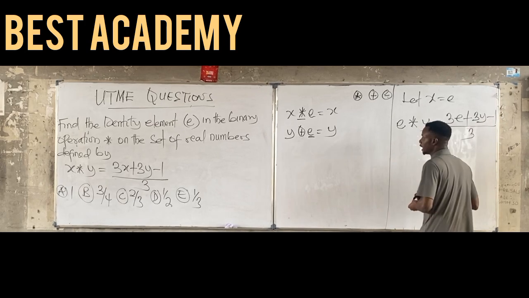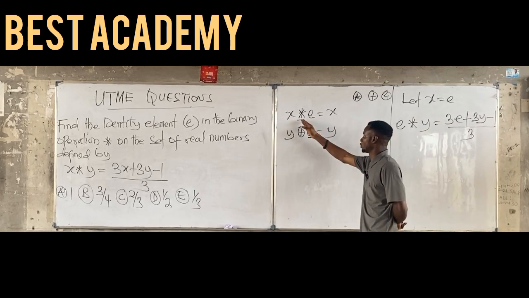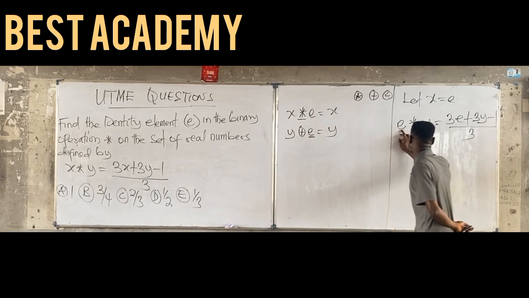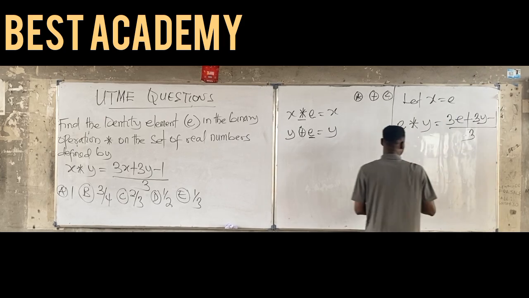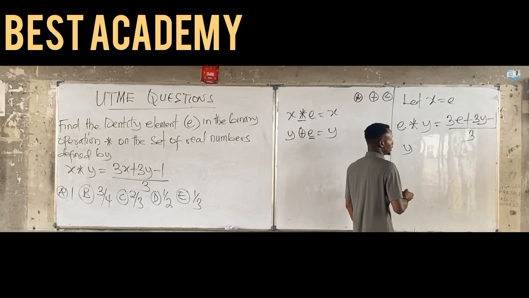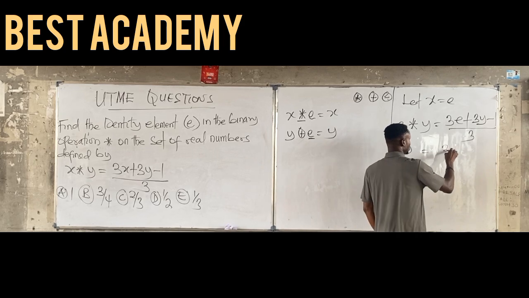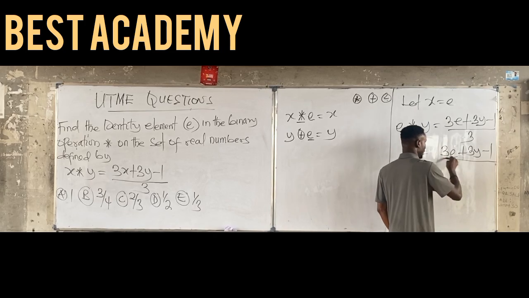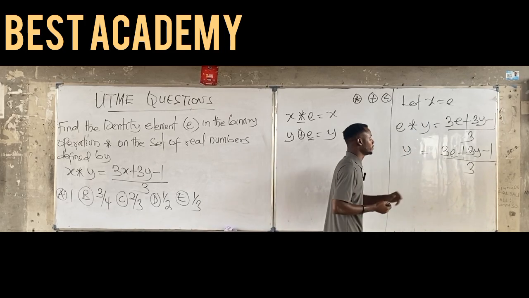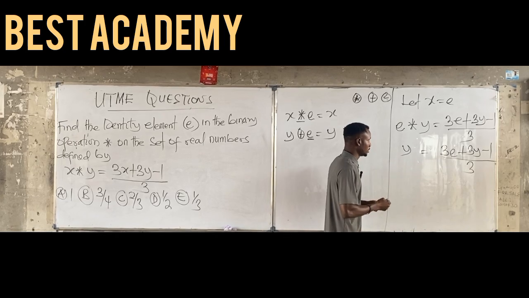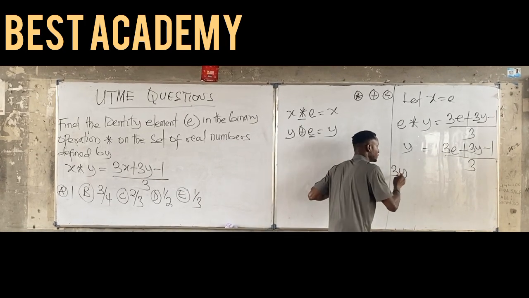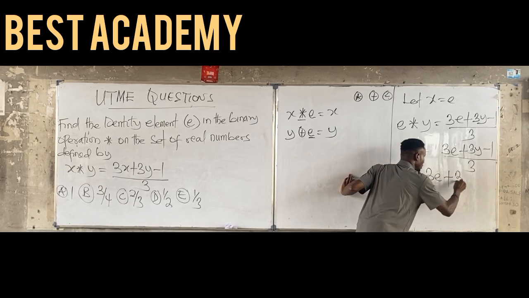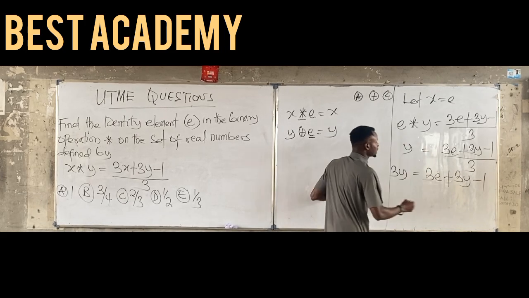And I told you guys that if I have an identity with a symbol and a letter, it's going to give a letter. Please take note. So E asterisk Y, what will be the answer of this? A letter Y. I'll have letter Y here is equal to 3E plus 3Y minus 1 over 3. So our intention here is to make E the subject. I'll cross multiply. This is going to give us 3Y is equal to 3E plus 3Y minus 1.